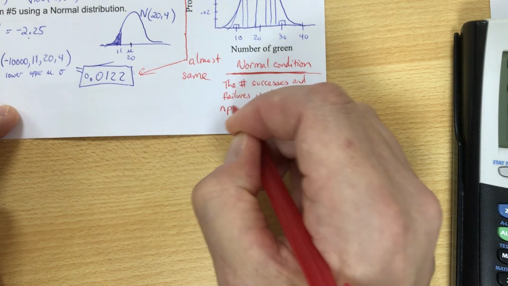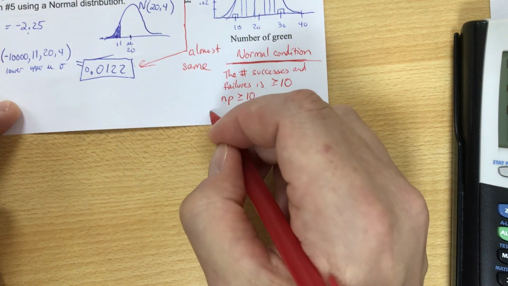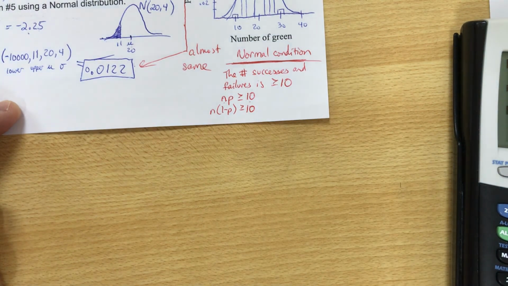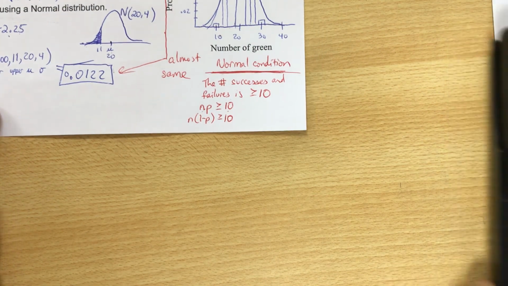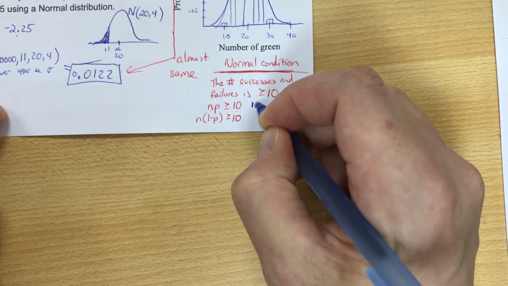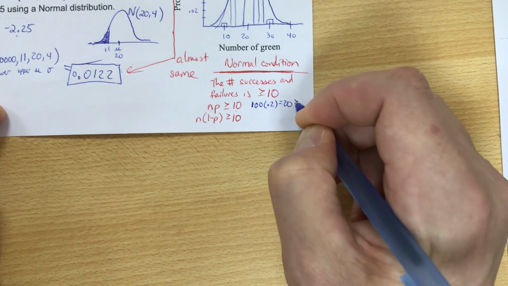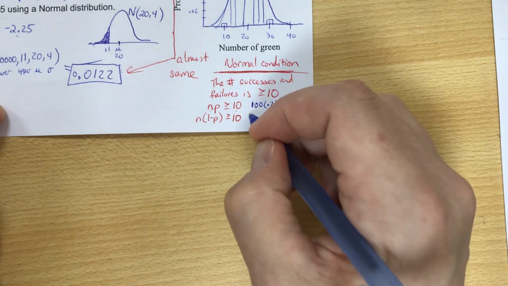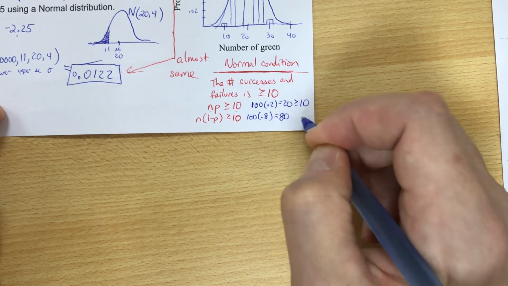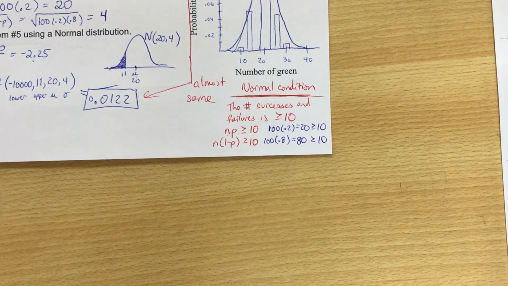That means that n times p must be greater than or equal to 10. That would be the successes. N times 1 minus p would be the number of failures. Both of those have to be greater than or equal to 10. Now, we could test that real quick. In this situation, out of 100 Skittles, the probability of success is 0.2, so we get 20, which is greater than or equal to 10. The probability of failure is 0.8, and 100 times 0.8 gives us 80 failures, which is also greater than or equal to 10. So this would satisfy this rule, and that is the end of part 1.